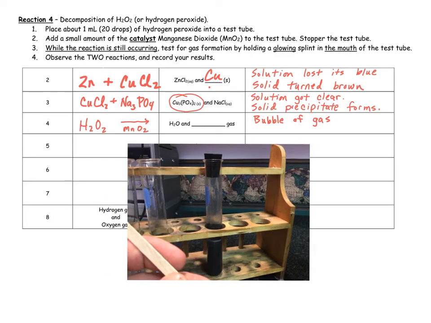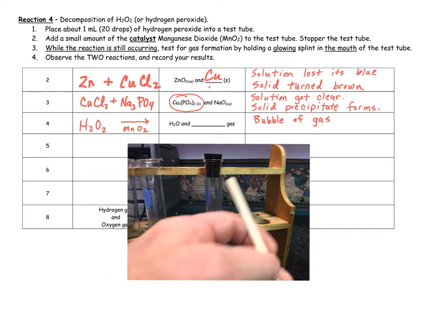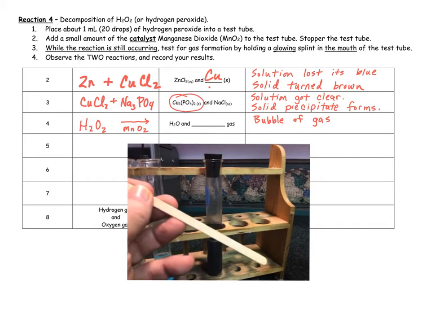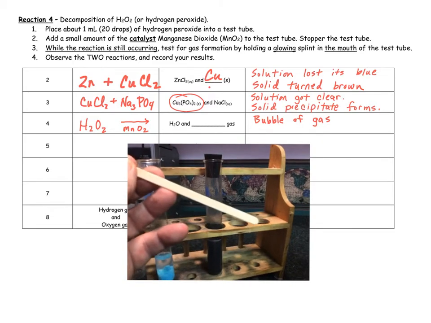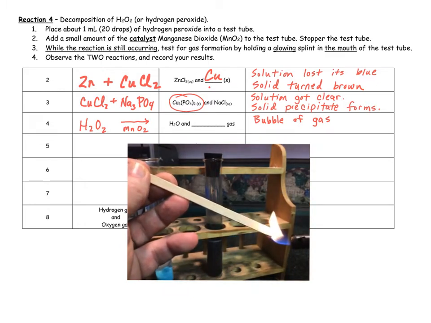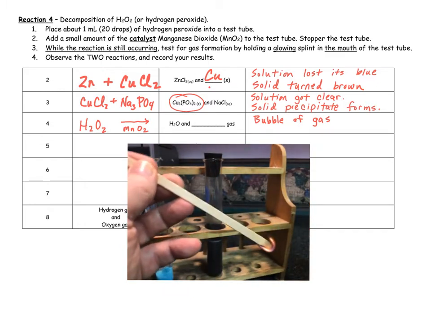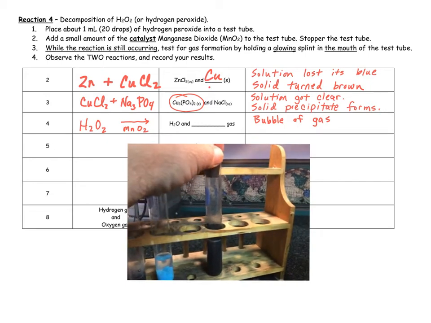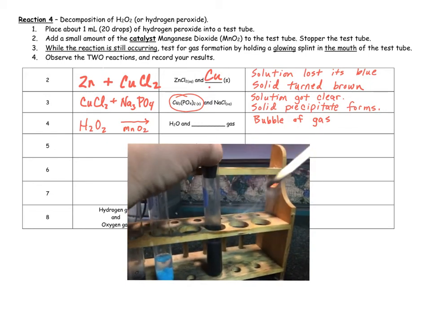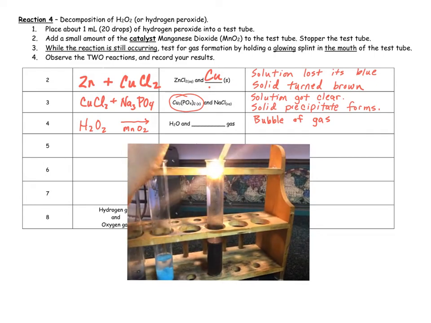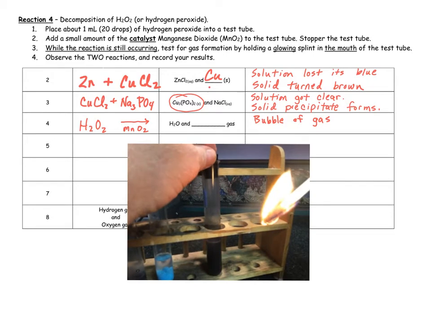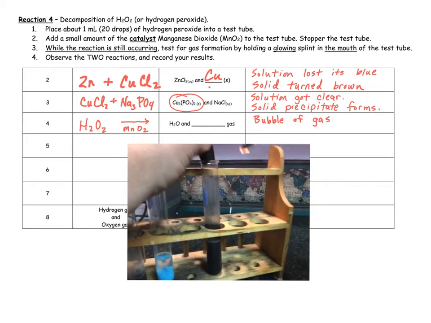It says while the reaction is still occurring, we're going to hold a glowing splint over the mouth of the test tube. Let's light a wood splint here, and we're going to blow it out. And while it's still glowing, we're going to put it in there, and it reignites. What does that mean?